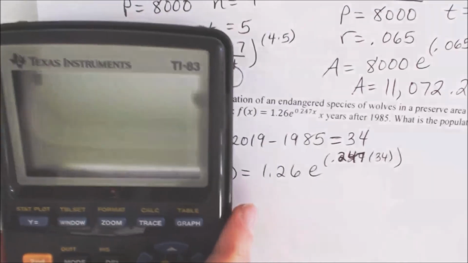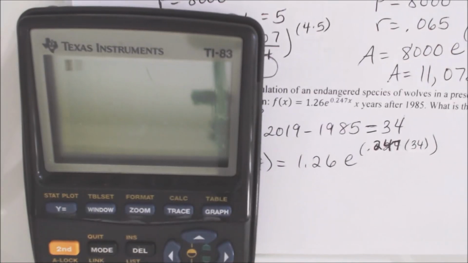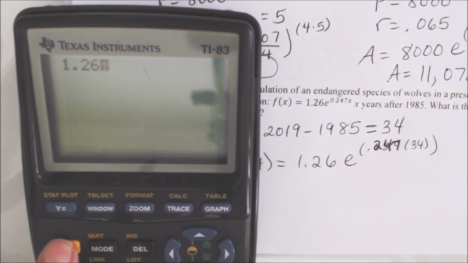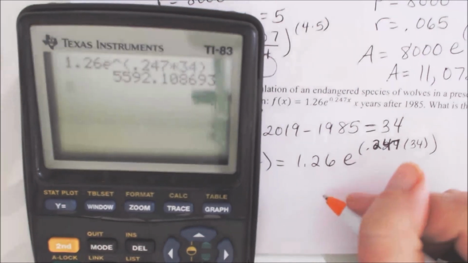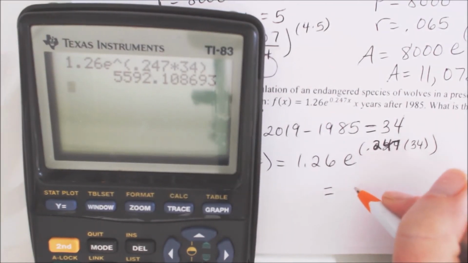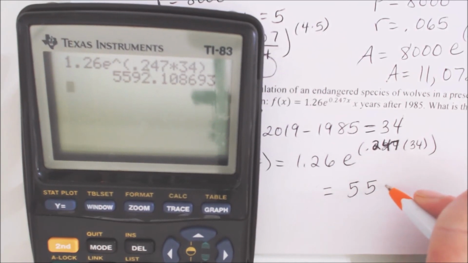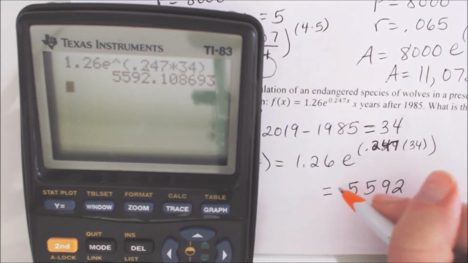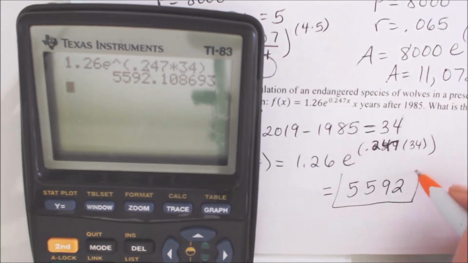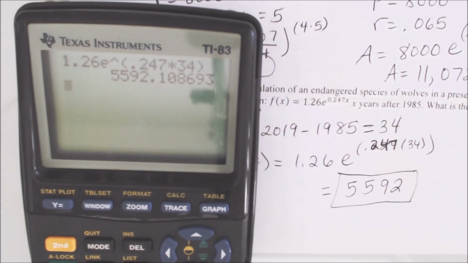So we're going to do 1.26 and practice this, like I said, with your calculator, because you're going to need to know how to do this. 1.26 second natural log is the E key, 0.0247 times 34 years. And so the population for the wolves is expected to be around 5,592. Now, they didn't give us units for the wolves, so this might be millions, this might be thousands. I don't know, but they didn't say it. I'm going to round it to the nearest whole number because we're talking about a wolf. We can't have part of a wolf. I'm just going to round down and say 5,592 wolves is what we'd expect in the year 2019.